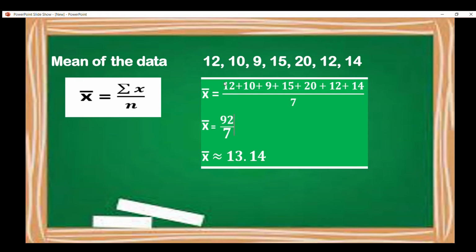The mean is equal to 12 plus 10 plus 9 plus 15 plus 20 plus 12 plus 14 all over 7. And so you're just going to add all the numbers on top. That is 92 when you simply add arithmetically. And you have the denominator 7, which refers to your n. So 92 divided by 7 is approximately 13.14 since we just rounded off. So the mean is 13.14. That's our mean, or the average of the scores.